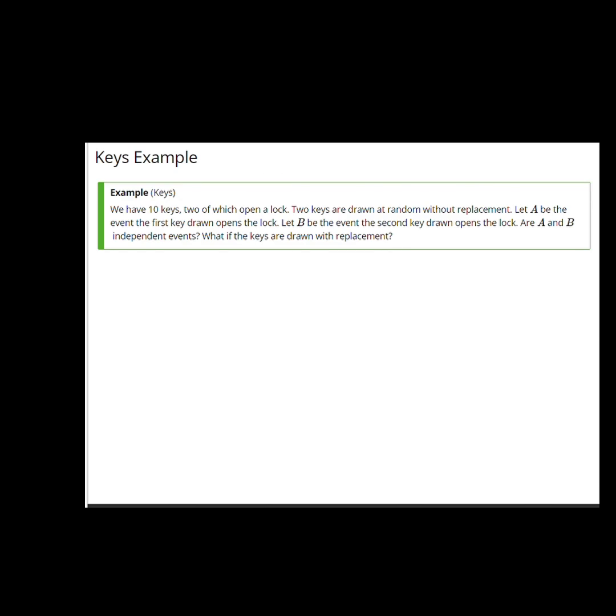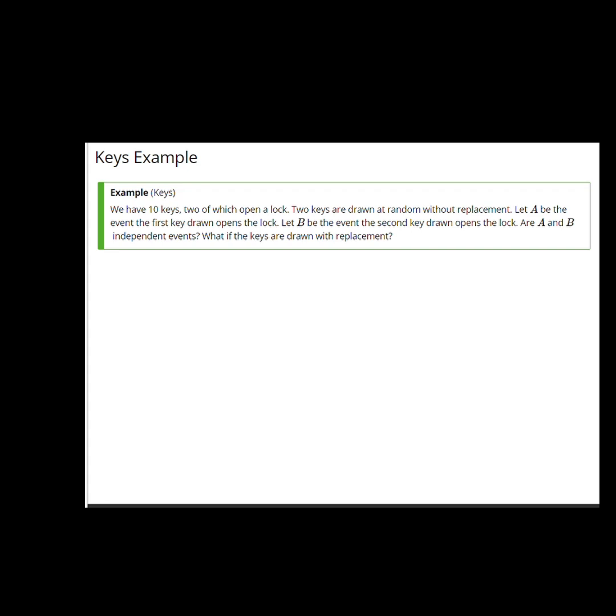Independent events. Examples. Suppose we have 10 keys, 2 of which will open a certain lock. We draw 2 keys at random, without replacement. Let A be the event that the first key drawn opens the lock, and B the event that the second key drawn opens the lock. The question is, are these 2 events, A and B, independent?